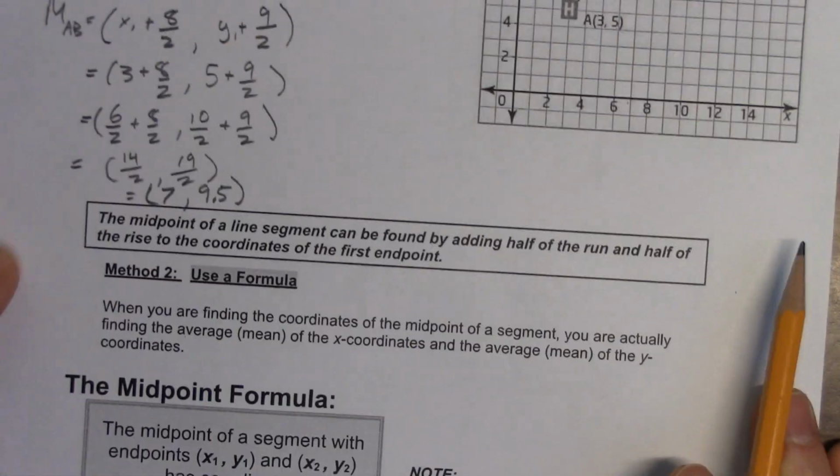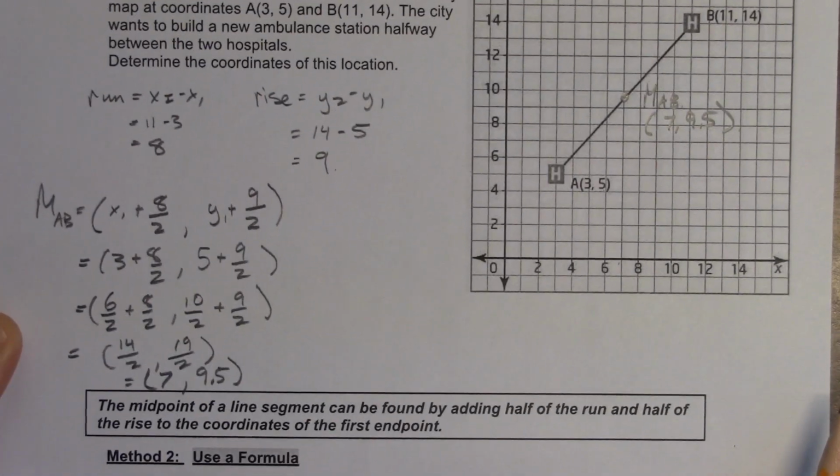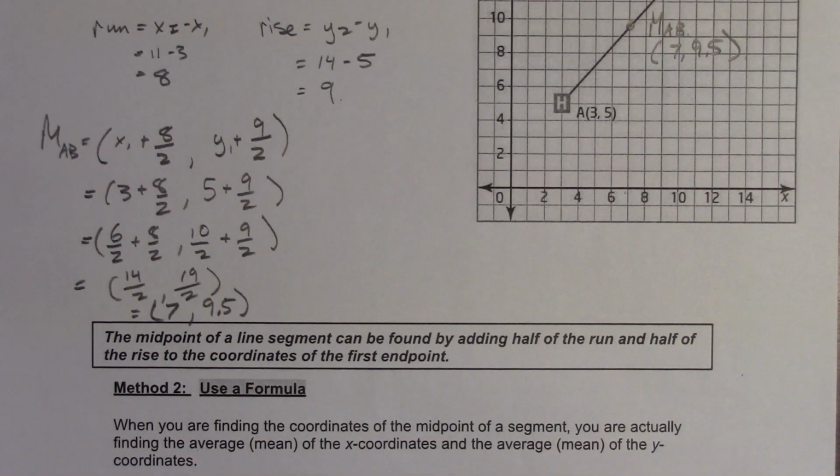Okay, at the bottom here, I'm going to get rid of these graphics. I don't know why they're there. They shouldn't be there when I upload the video. The midpoint of a line segment can be found by adding half of the run and half of the rise to the coordinates of the first endpoint. Okay.